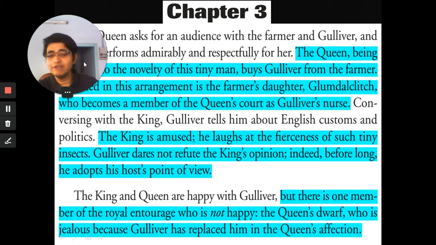The king and the queen are very happy with Gulliver, but there is one member of the royal entourage who is not at all happy with the appearance of Gulliver, and that is the King's dwarf. He is very much jealous because Gulliver has replaced him in the queen's affection. So this dwarf is not at all a happy man.